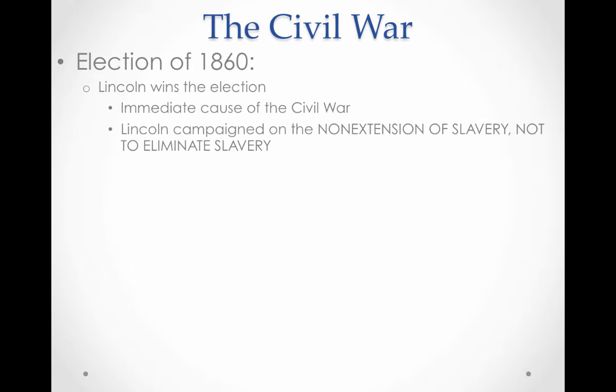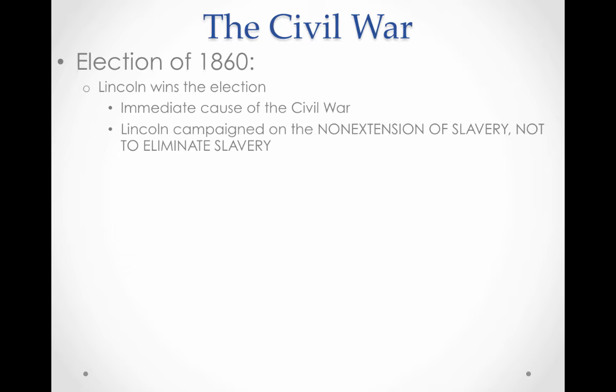Lincoln campaigned on the non-extension of slavery, not to eliminate slavery. So he specifically said he was not going to eliminate slavery if he was elected president. He just wanted it to stop and stay where it was. But to the South, this was just as bad, and eventually we will see the road to secession, with South Carolina being the first state to pull away from the Union.